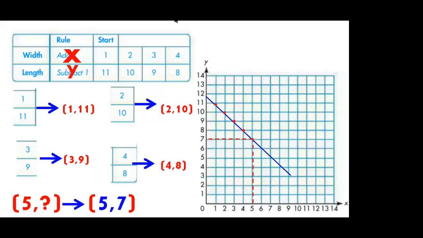Easy? Or something difficult? Then I represented them by a straight line or a line segment on the graph. Then there is a small question at the end of the statement. What do you think the length is if the width equals 5? If I give you an ordered pair and give you the value of x, can you get the value of y from the graph?